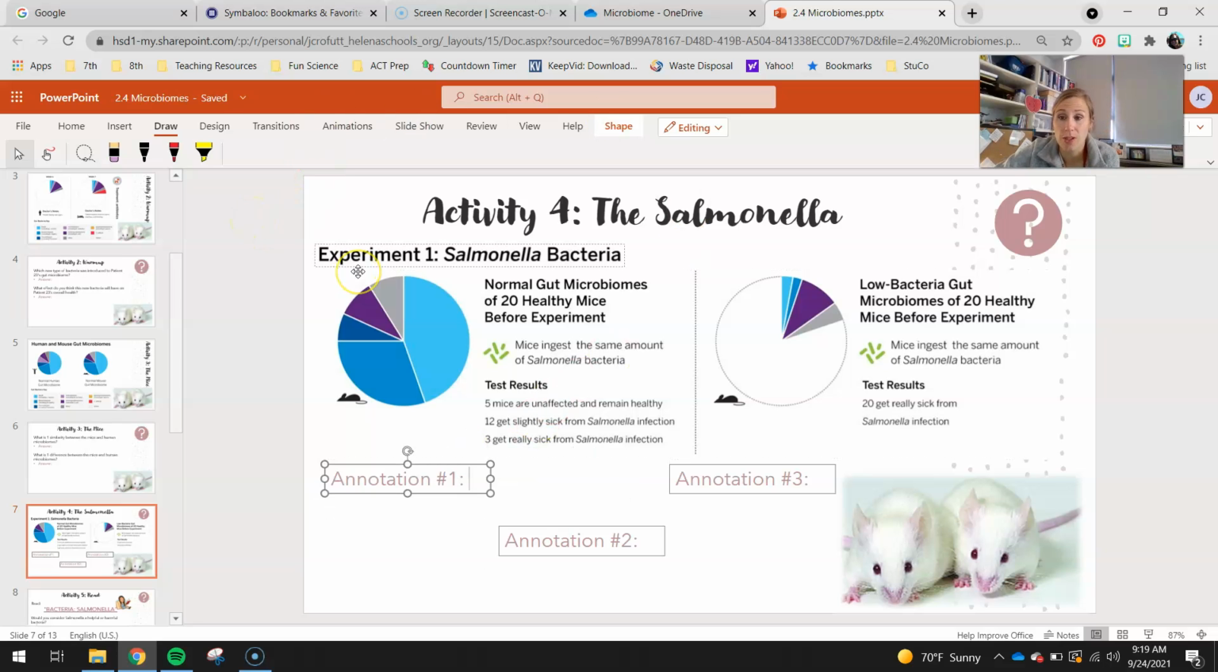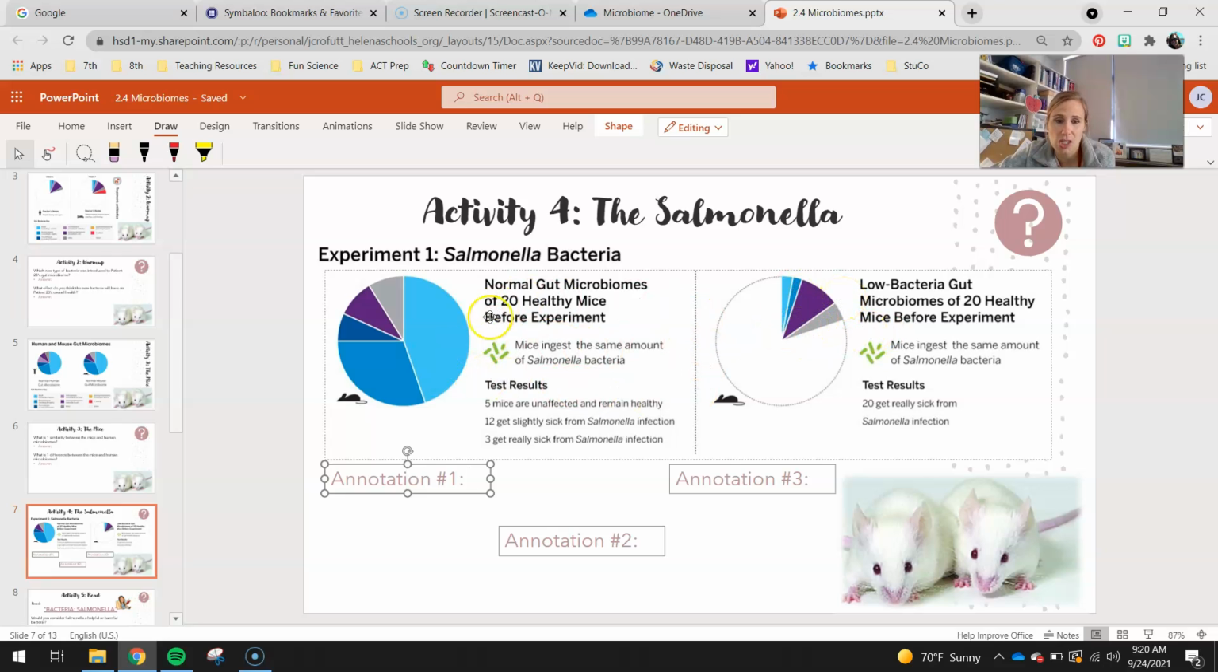I just kind of want to sum up what you guys maybe saw with this. Obviously we had 2 different mice, or 2 different populations of mice, one of which had a full healthy gut microbiome, and the other one must have been treated with antibiotics similar to what we saw with patient 23, which we now have all this extra space in their gut microbiome. So their microbiome is very low compared to our healthy individual mouse. Okay, so what we see is normal gut microbiomes of 20 mice before the experiment, and here's 20 healthy mice, but they have a low gut microbiome, so we don't have any bad bacteria growing in them yet.